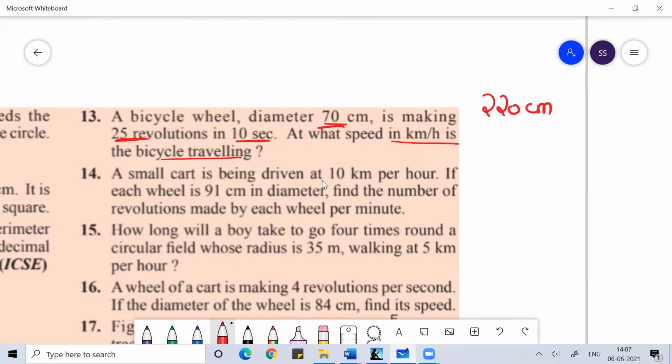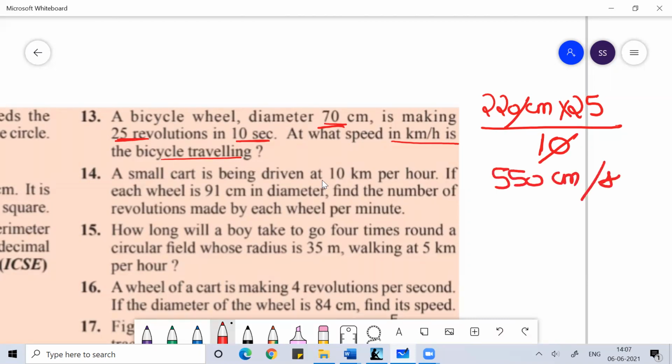That is the length it covers in one circumference. It is making 25 revolutions. This is the total length it moves, and the time it takes is 10 seconds. So the speed is 22 into 25, 550 centimeters per second. I got that as the speed.